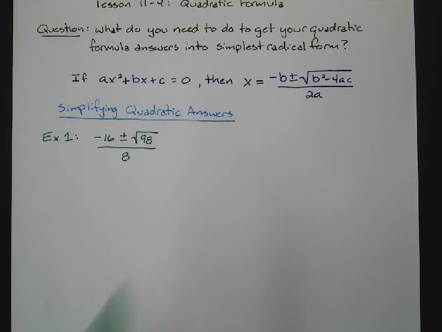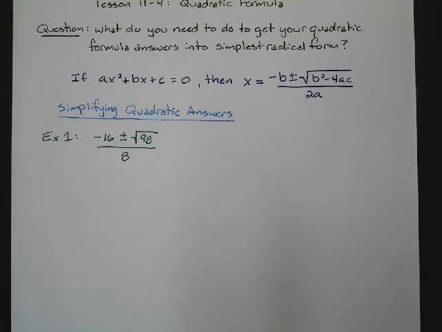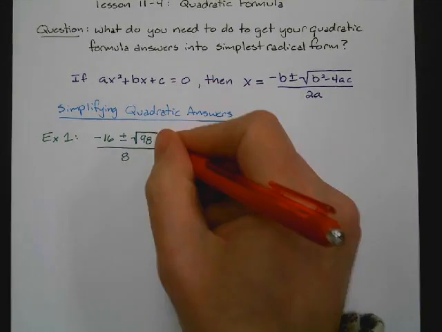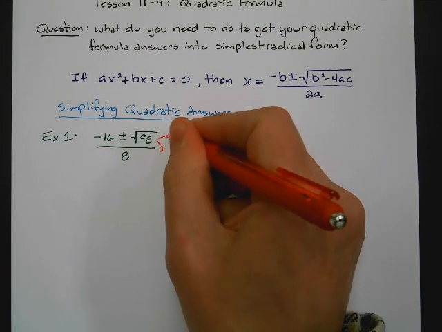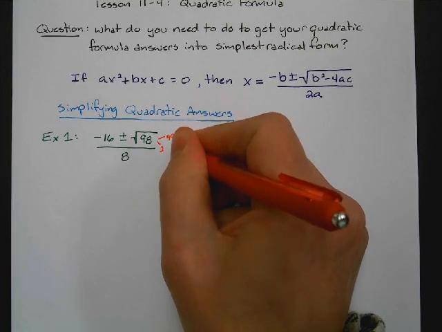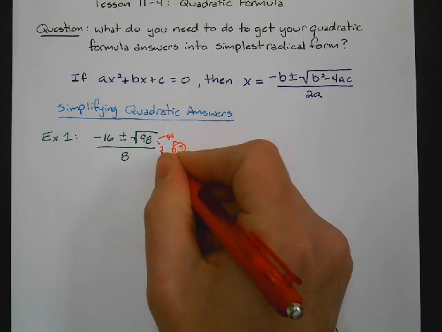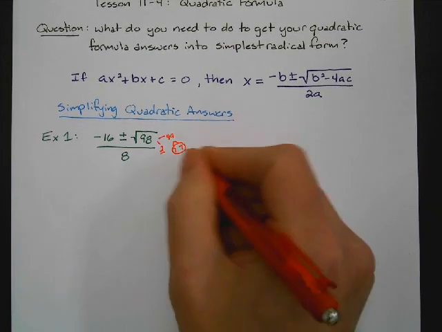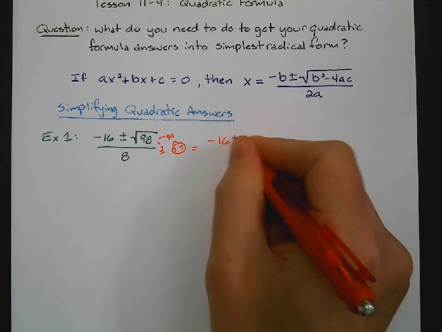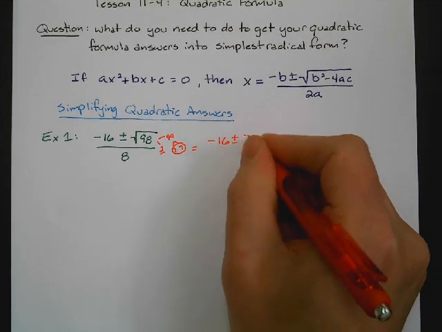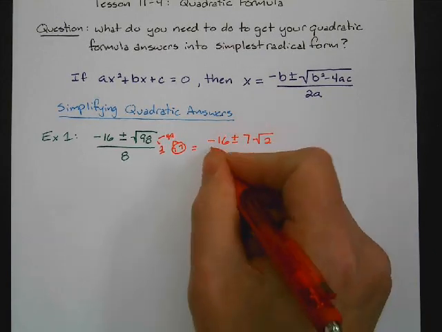There are a couple of things that we want to look for when we are simplifying it. Number one, we want to look at the radical and ask ourselves, can that radical be reduced? And indeed, this one can be reduced. We know that 98 is 2 times 49, and 49 is 7 times 7. Just like Friday night, couples go out, singles stay home. So we can change this into negative 16 plus or minus 7, because couples go out, root 2 over 8.